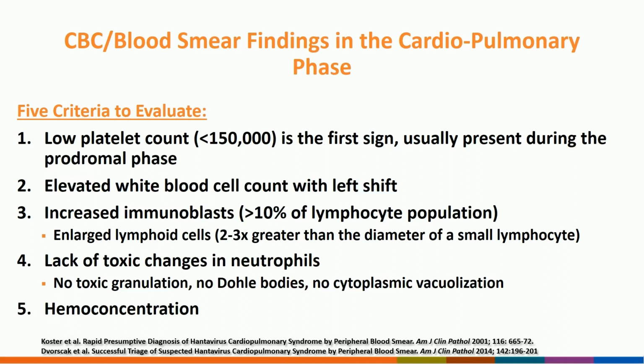Clinicians at the University of New Mexico developed criteria observed from a peripheral blood smear that could be used to make a presumptive diagnosis of hantavirus during the cardiopulmonary phase. The peripheral blood smear screen is based on these 5 criteria: thrombocytopenia with a platelet count less than 150,000, elevated white blood cell count with a left shift, presence of immunoblasts, where immunoblasts account for greater than 10% of the lymphocyte population, a lack of toxic changes in neutrophils, and hemoconcentration.